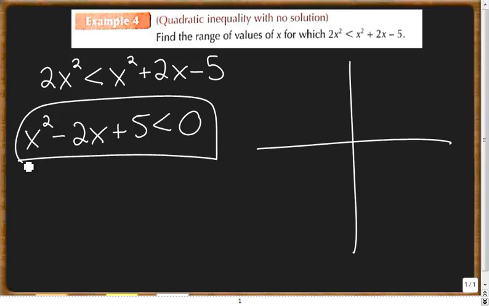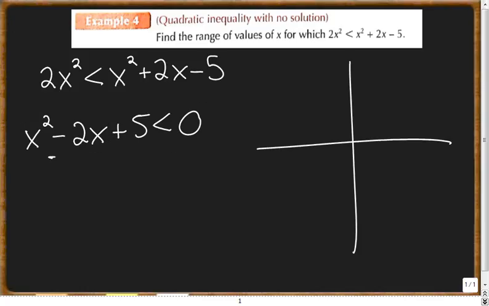You won't be able to factor it. Your final value over here, 5, is too large for the negative 2x here. So you're not going to be able to factor it. You could do the quadratic formula, and what you'll end up with are two imaginary answers. One way to check that is to use our discriminant. Here a is 1, b is negative 2, and c is 5.